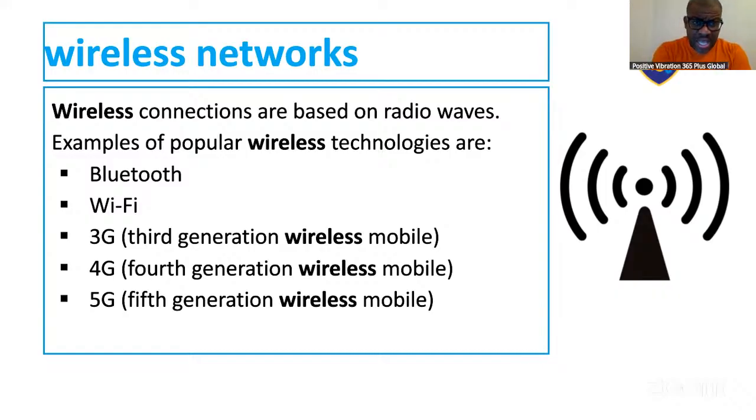All right. Now, when we talk about wireless connection again, it is based on what we call radio waves. And as I mentioned, there are different technologies. We have different types. So we have Bluetooth, we have Wi-Fi, we have 3G. Now this is for your data, the one on your phone, right? So that's third generation. And we have 4G, fourth generation. And nowadays we have 5G, which is fifth generation.